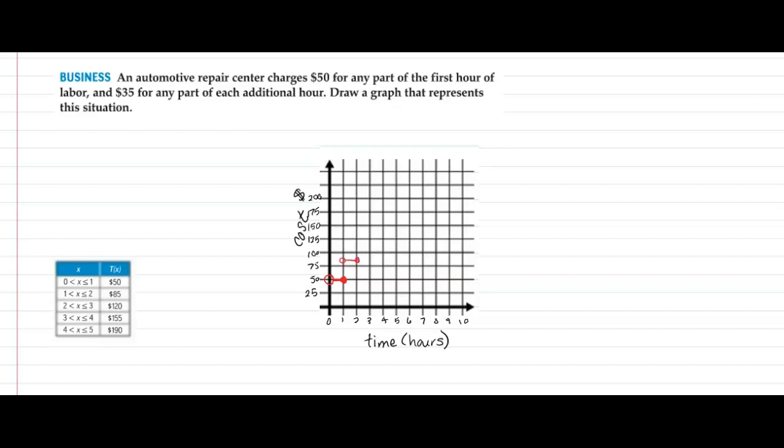And you pay 85 all through that next hour until you get to 2 hours. Then it jumps to 120. And you pay 120 all the way until you get to hour 3. At hour 3, it jumps up to $155. And you pay 155 all the way through that hour until you get to hour 4. And finally, 190 for that next hour. And you would continue to just keep adding 35 and drawing across the next hour as long as you need for your entire graph.